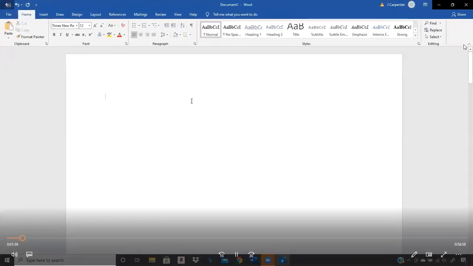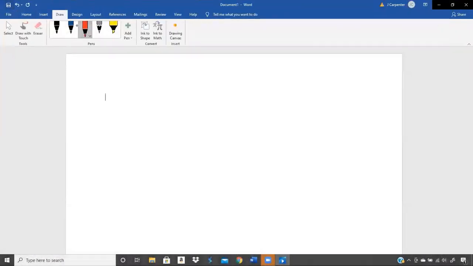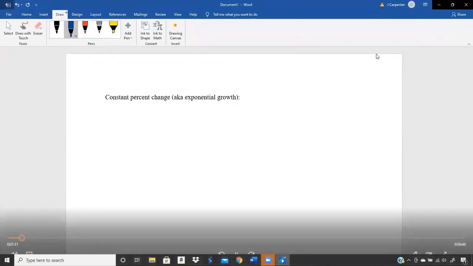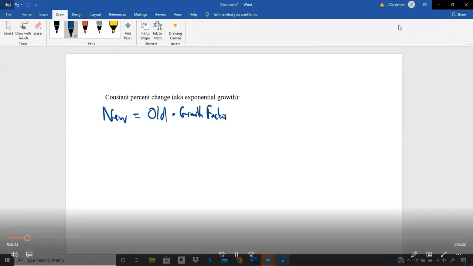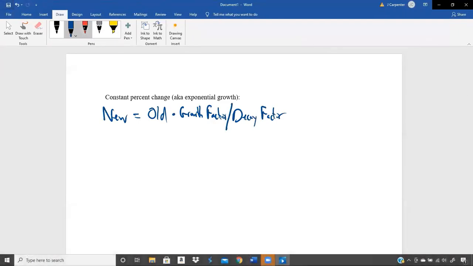So as a reminder, with constant percent change, aka exponential growth, there are two different things we can say. We can say that the new amount is equal to the previous amount, or the old amount, times a growth factor or decay factor. I'm not saying times and divided by, I'm just saying one of these. You either grow or you decay, it's one or the other.